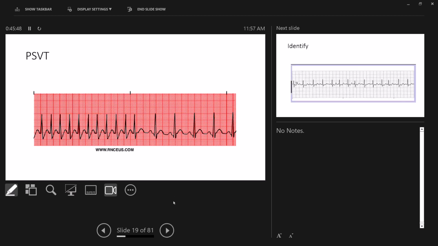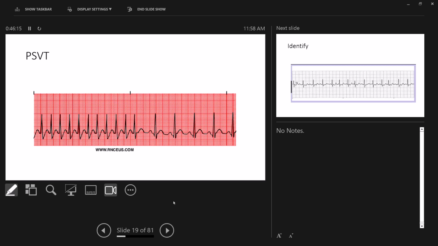This is PSVT, and P stands for what? Paroxysmal, and that means? What does PSVT mean? Close. Close. So paroxysmal means you see it either start and or stop.